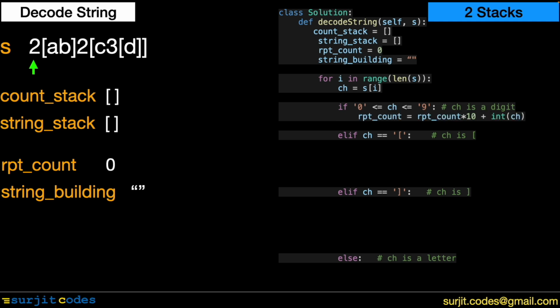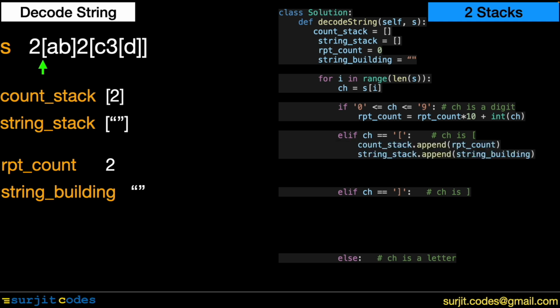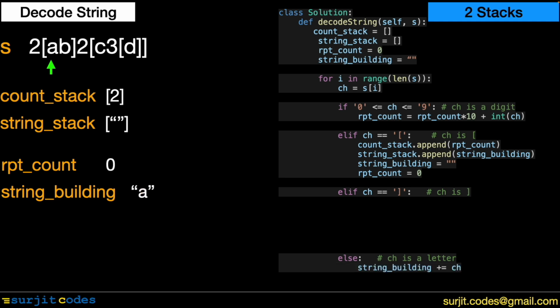First character is a digit. We save it in repeat count. If some consecutive digits are present, we process them one by one and merge them together into one integer. Next character is a left bracket. This is the time to save the previous data into stacks, after which we clear the input area.